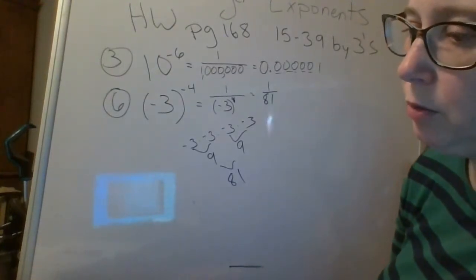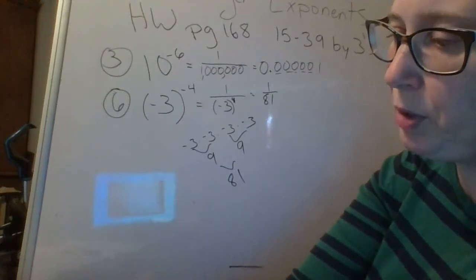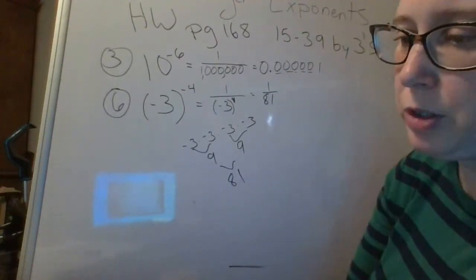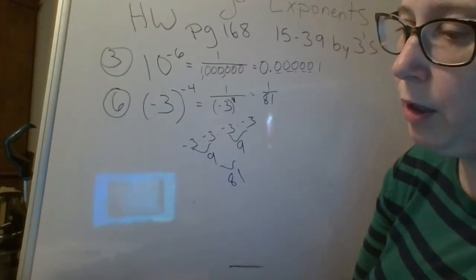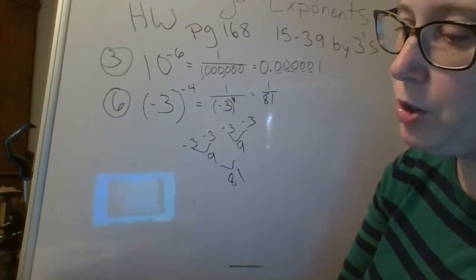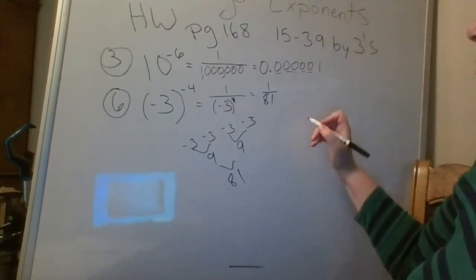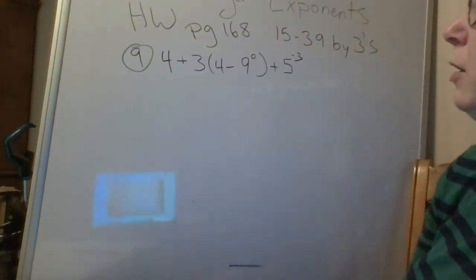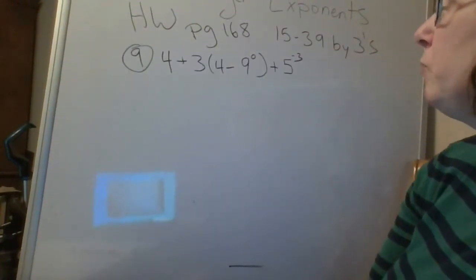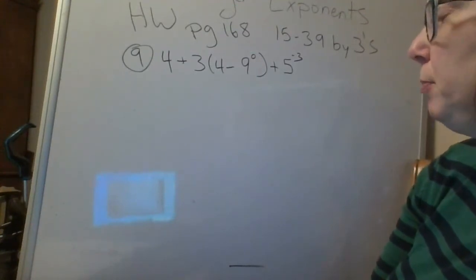Moving on, we are going to go to number 9, which the directions for this one are also to simplify. But we have a longer numeric expression here. Here is number 9. Couple of things to remember here.